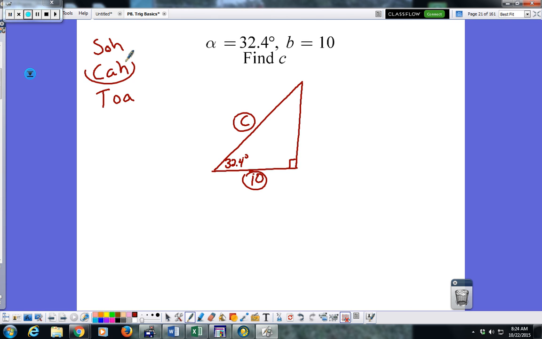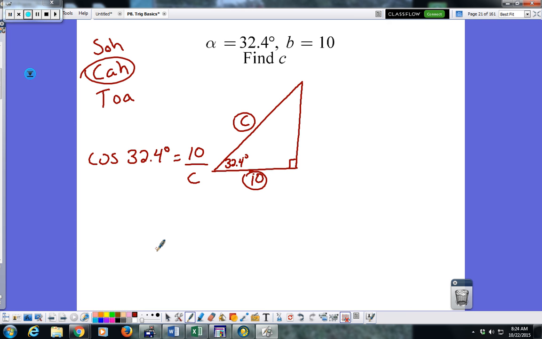Because this is adjacent, which is 10, and this is hypotenuse, which is C. Now, this problem is a little bit different. We covered some of these in geometry, but I want to remind you how to do it. Some of you put C over 10. That's wrong. Okay? The variable does not always go on top.